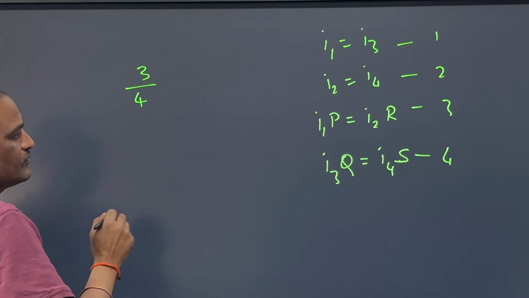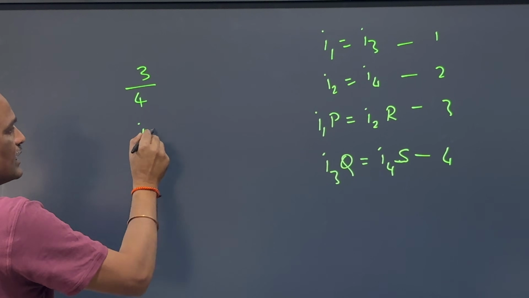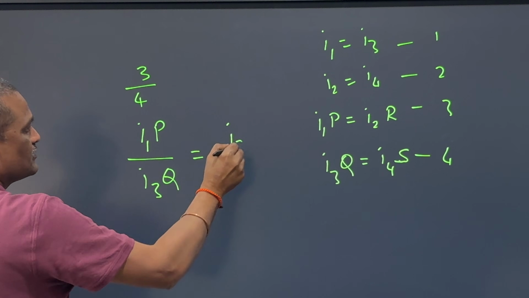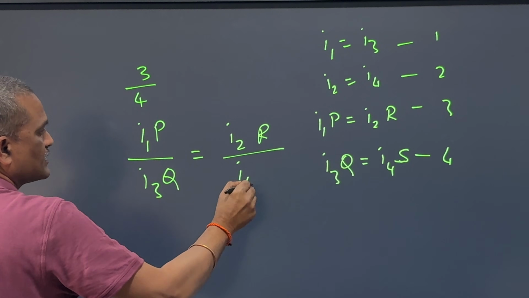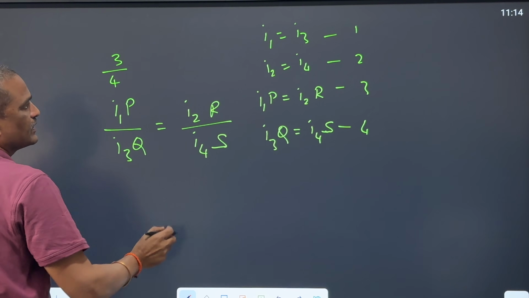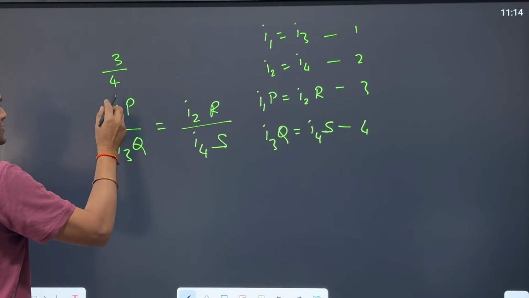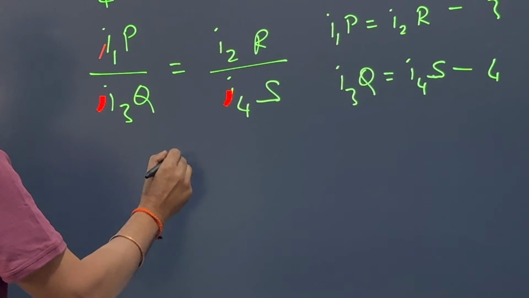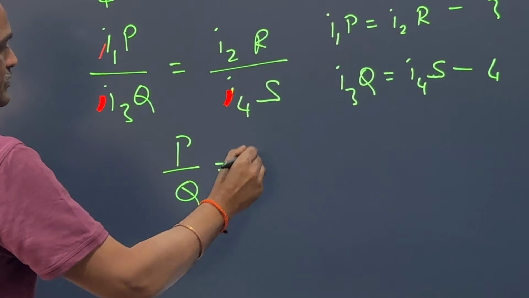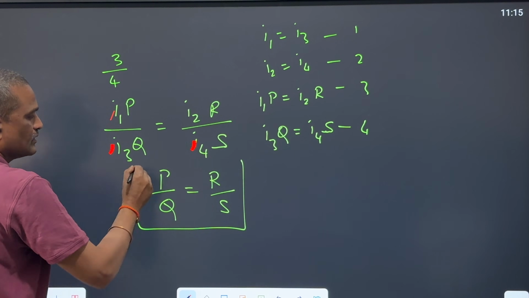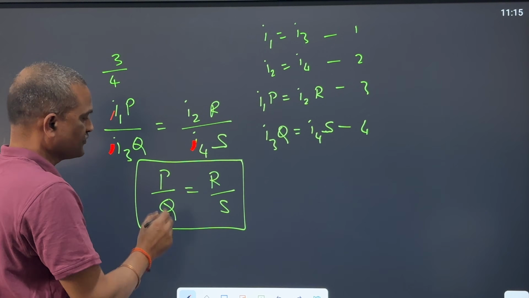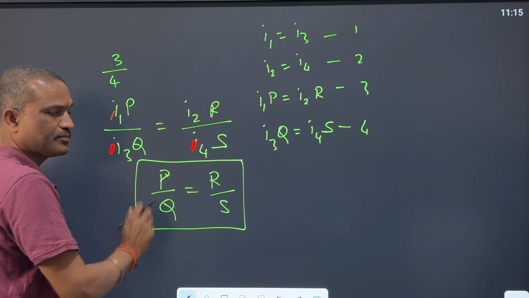Divide equation 3 by 4. Then I will get I1P by I3Q is equal to I2R divided by I4S. From equations 1 and 2, I1 is equal to I3, so these two get cancelled. Next, I2 is equal to I4, these two get cancelled. So you will end up with P by Q is equal to R by S. This is the balancing condition of a Wheatstone bridge. If you arrive at this point, you will get 8 marks.